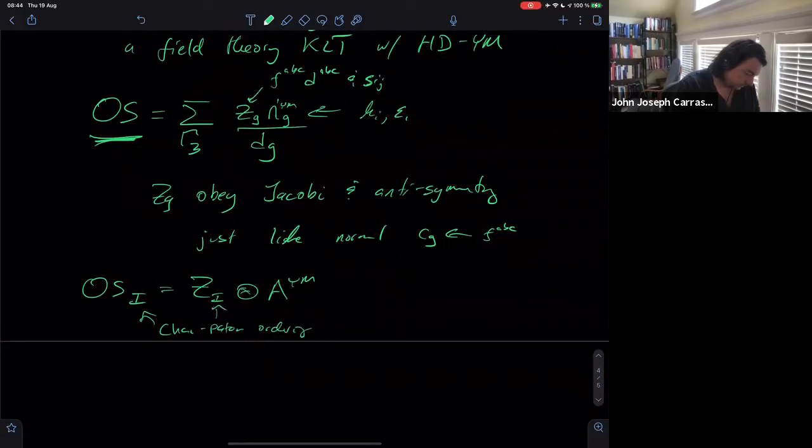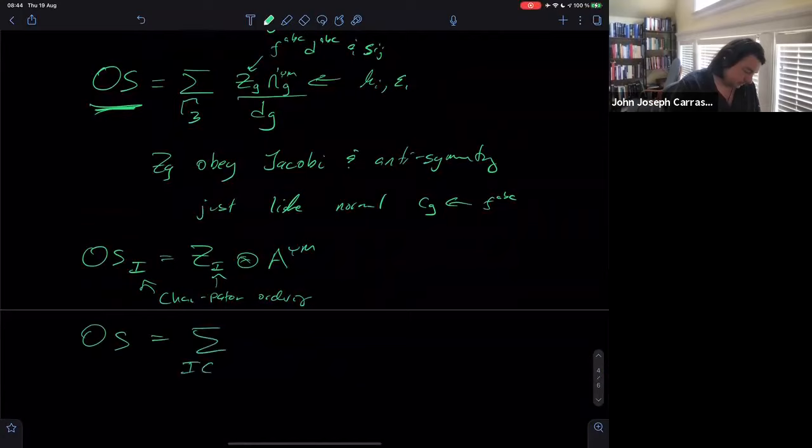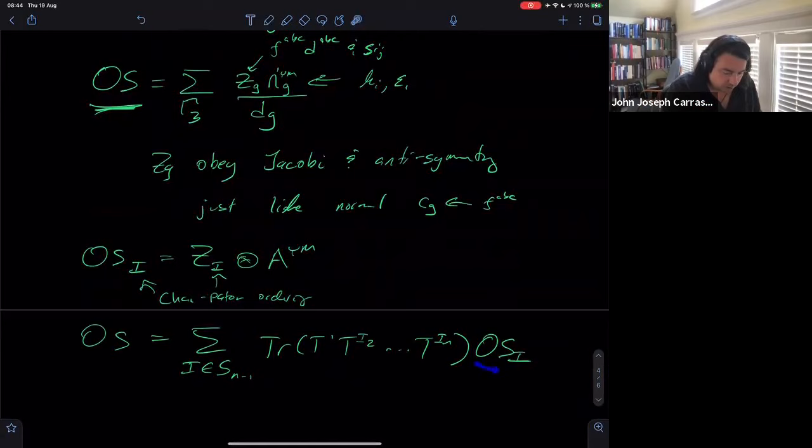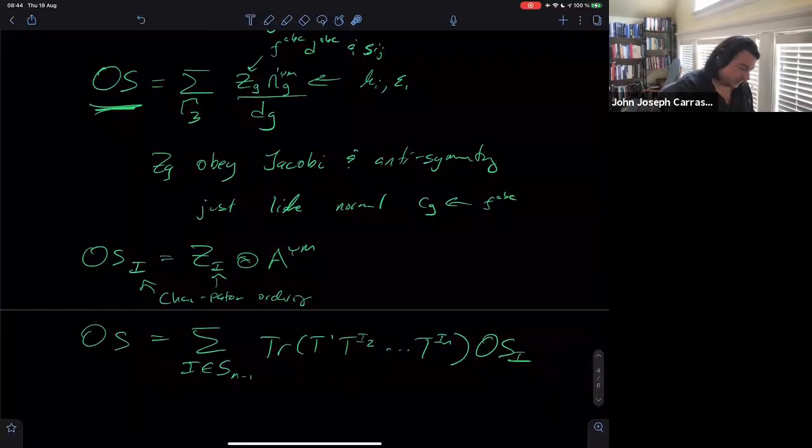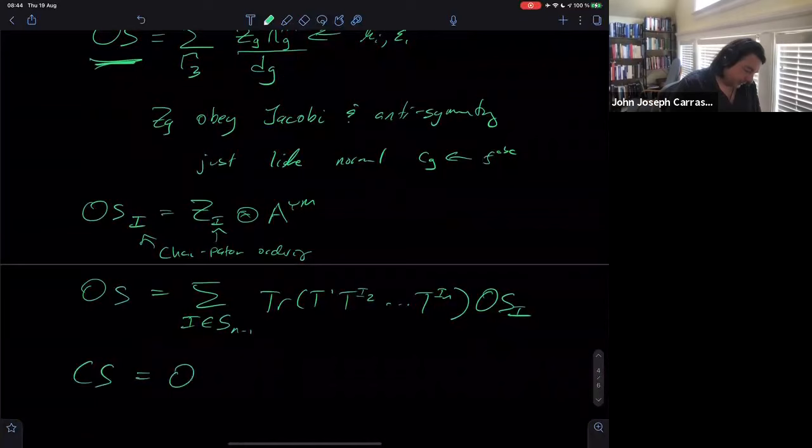Right, and so all this means is I would normally write SM minus one, SM trace T I1, T I2, dot dot dot, T IN, then OSI. Right, so this is what I mean by Chan-Paton ordering. So the color ordered open string amplitude is just given as a field theory KLT between something that encodes all orders of alpha prime of the scalars and Yang-Mills. And the closed string we know as the open string with a field theory KLT.